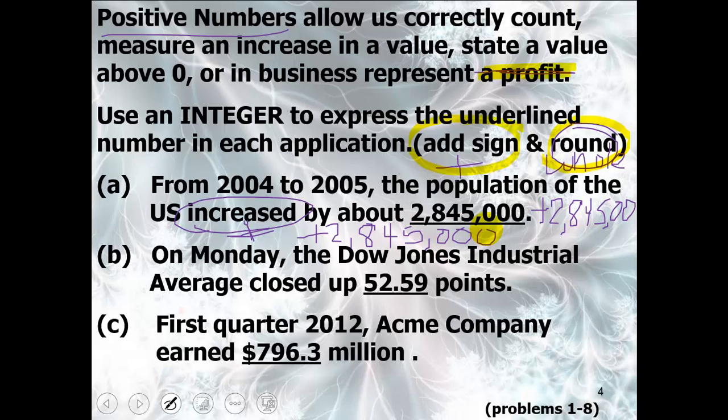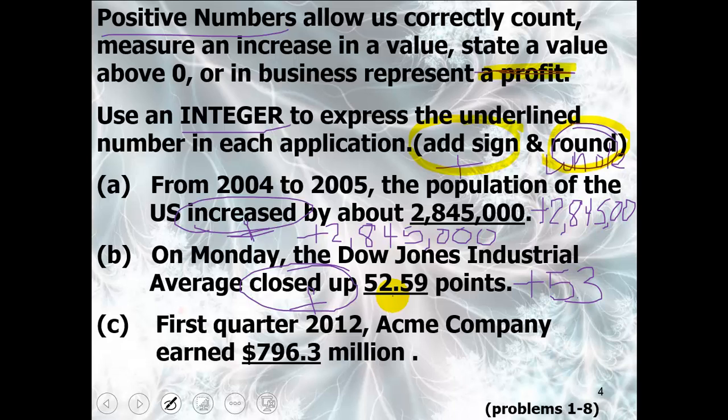Now look at example B. On Monday, the Dow Jones Industrial Average closed up, so that's a positive, 52.59 points. We want to write it as an integer. This is not an integer because it has a decimal point, all right? So this would be plus, and we're going to round up to the nearest whole number, plus 53. That would be the integer to describe this, all right? Example C. Why don't you try this one and come back?